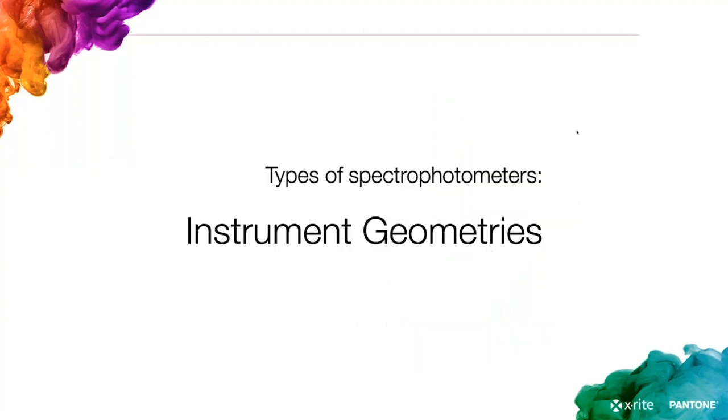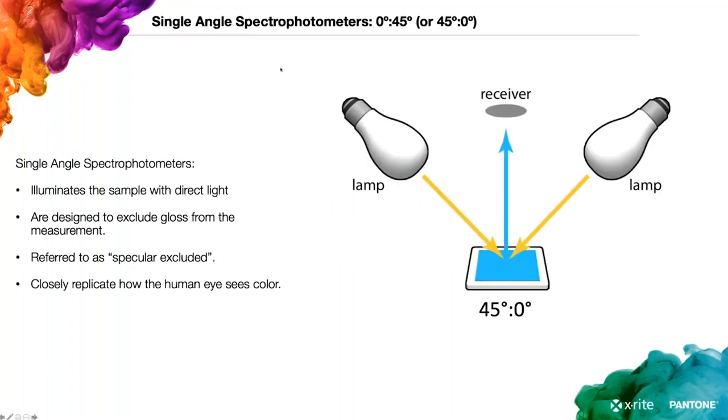Now we'll get into the different types of spectrophotometers, which is about instrument geometries. First, we're going to talk about single-angle spectrophotometers, which we define as 0-45 or 45-0. We call them 45-0 because, in this diagram on the right, the light source is at 45 degrees and the receiver is at 0 degrees, assuming the plane is at 0 degrees. The light is presented to the sample at 45, and then the receiver detects it at 0 degrees. So it illuminates the sample with direct light, and these instruments are designed to exclude gloss from the measurement.